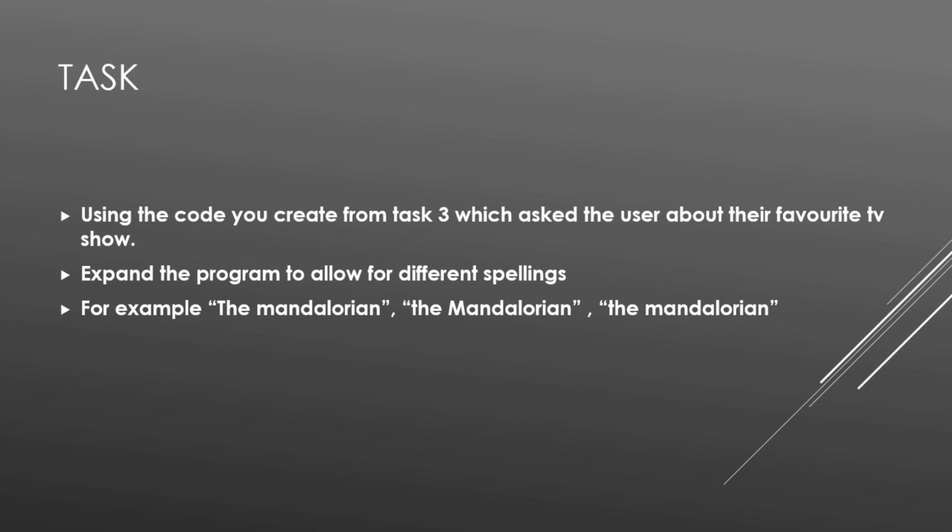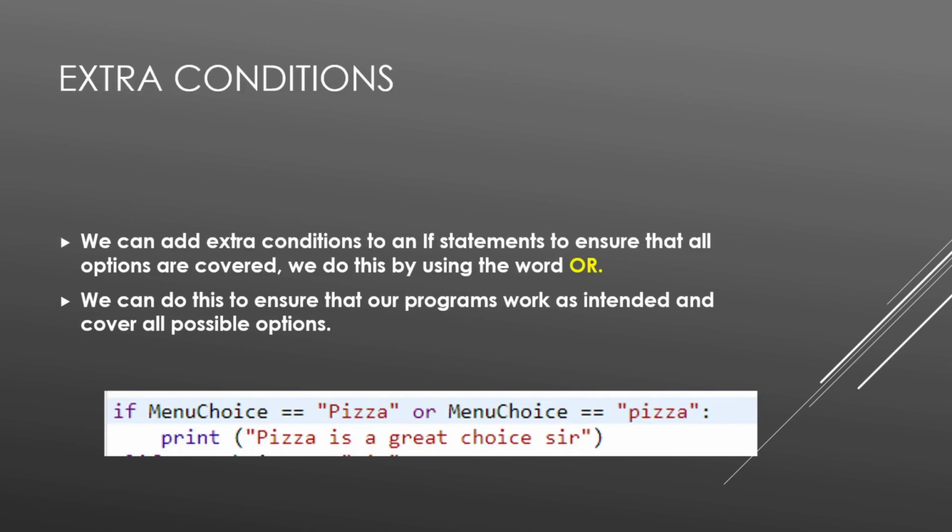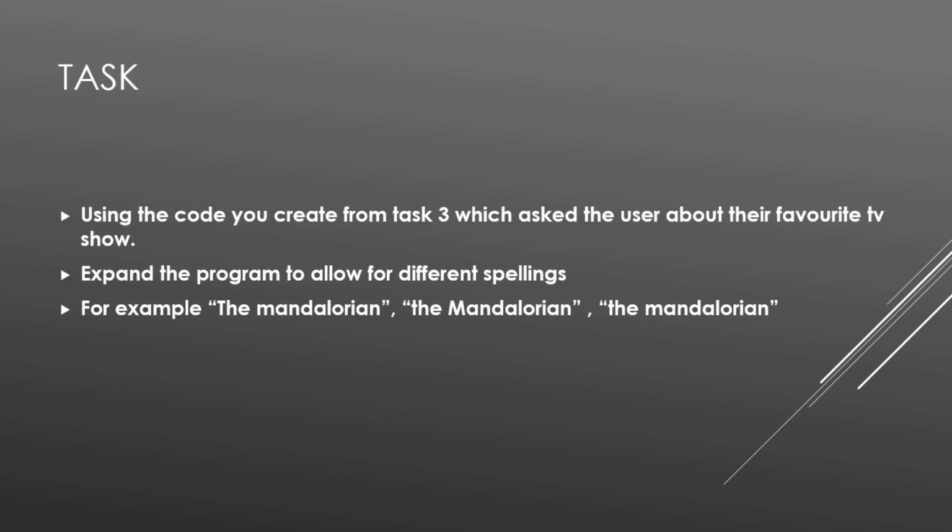I've not seen it. So I need to make sure that I've added all of those possible options into my program to ensure that no matter which variation of the spelling the user enters, that it registers it as the TV show that they've watched. So what I want you to do now is just expand that program using the skills I've just shown you by using the OR statement to add those extra options into that program, and then save that and then upload it to Teams, please, or show me in the live lesson if we're back.